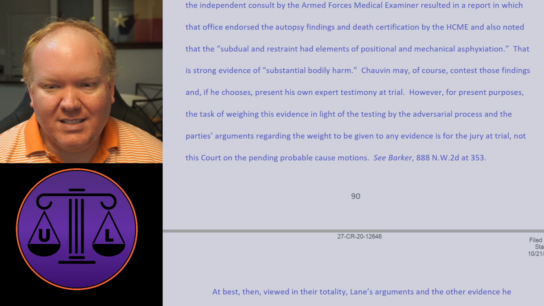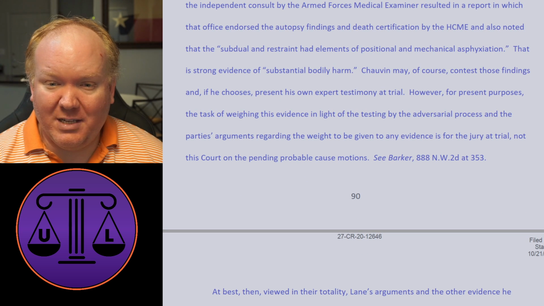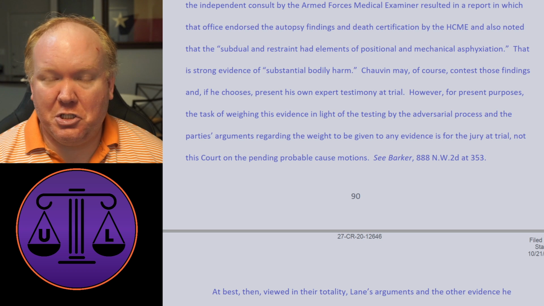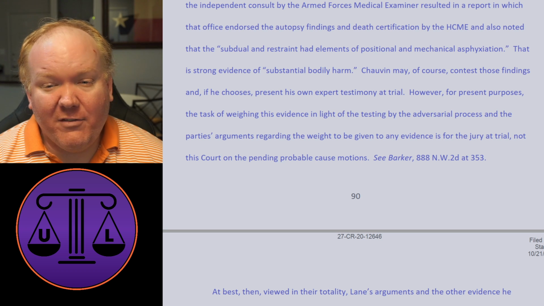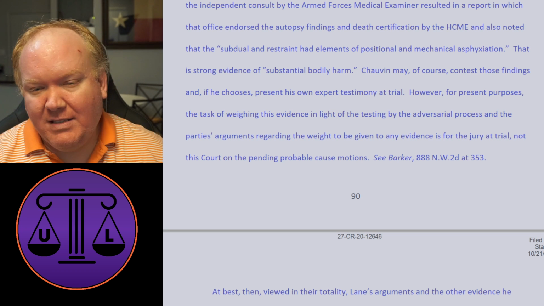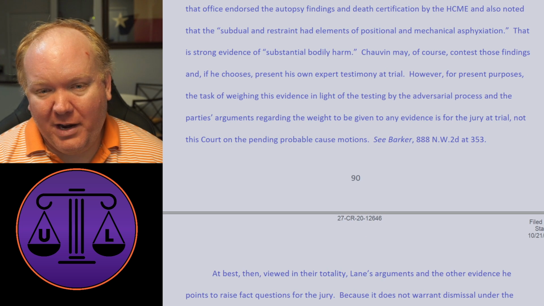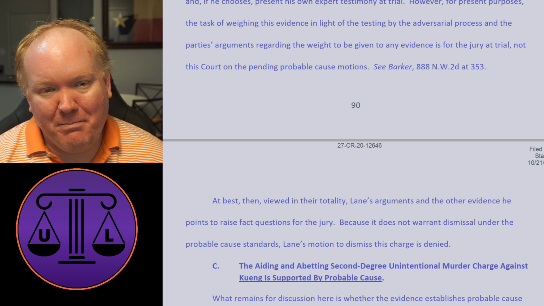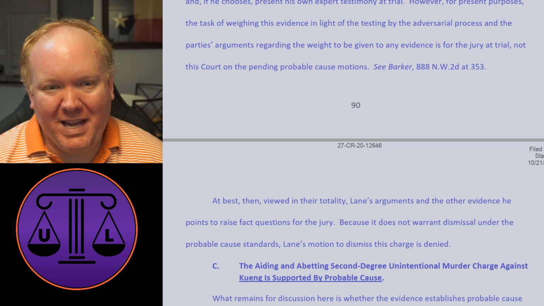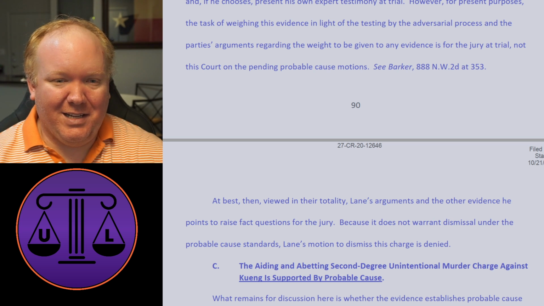Chauvin may, of course, contest these findings, and if he chooses to present his own expert witness at trial, good luck as to Chauvin. However, for the present purposes, the task of weighing this evidence in light of testing by adversarial process and the parties' argument is for the jury, not for this court. Well, the court is right, but man, if Lane gets convicted after this, man, Lord, jeez.